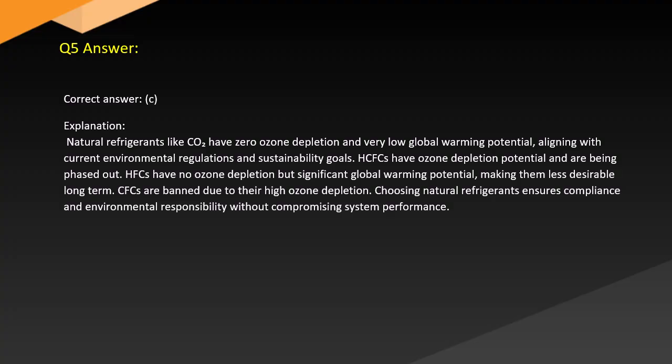Answer. Correct answer: C. Explanation. Natural refrigerants like CO2 have zero ozone depletion and very low global warming potential, aligning with current environmental regulations and sustainability goals. HCFCs have ozone depletion potential and are being phased out. HFCs have no ozone depletion but significant global warming potential, making them less desirable long term. CFCs are banned due to their high ozone depletion. Choosing natural refrigerants ensures compliance and environmental responsibility without compromising system performance.